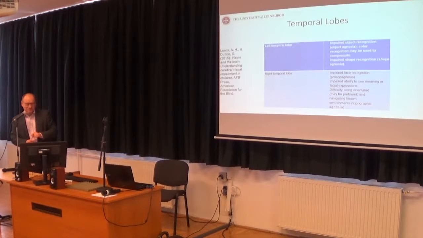All right. So we know that parts of the temporal lobe, the left temporal lobe and the right temporal lobe, are responsible for particular types of damage. So in the left temporal lobe, we have impaired object recognition. Impaired shape recognition. And color tends to be more dominant, tends to kick in with left temporal lobe damage. So right temporal lobe damage, we can see impaired face recognition.